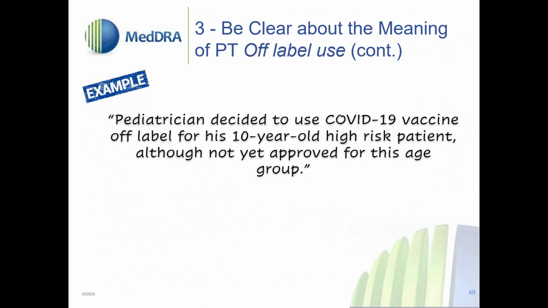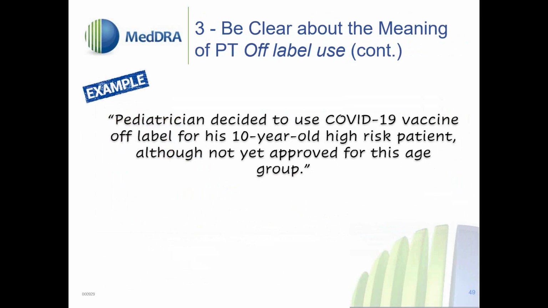Let us look at an example. It is reported that a pediatrician decided to use COVID-19 vaccine off-label for his 10-year-old high-risk patient, although not yet approved for this age group. So does this verbatim fulfill the criteria for classification as off-label use? And is off-label use explicitly mentioned?